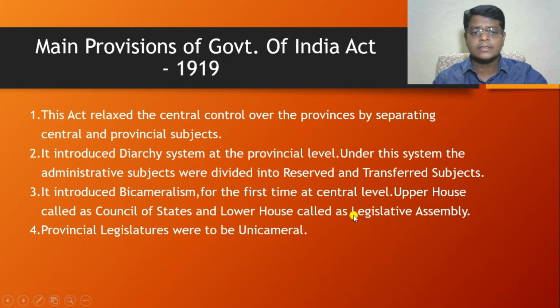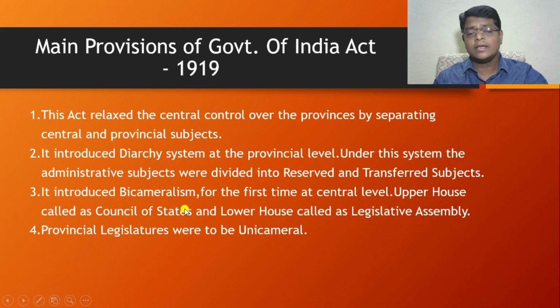Lower house is called the Legislative Assembly. You know very well, now we have the Parliament of India at the central level. It contains two houses, upper house and lower house. The upper house of the Parliament of India is called Rajya Sabha. The lower house of the Parliament of India is called Lok Sabha. Rajya Sabha, Lok Sabha.